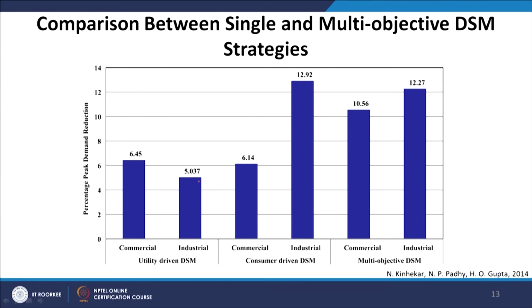Now, we can very quickly see that for the utility driven case, for commercial the peak reduction is close to 6%, and it is 5% in case of consumer driven, it is 6% and 12%. When you have a multi-objective DSM, it is close to 10% and 12%. But nevertheless, in each and every case, whether it is utility driven, customer driven or multi-objective, there is certainly a benefit of peak reduction.